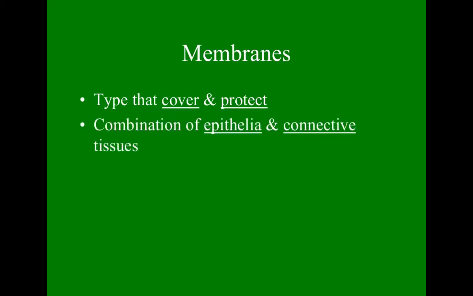Membranes are actually a very important part of our body. The type of membranes that we're going to be talking about are the type in our bodies that cover and protect us. The reason why we're talking about them now is because they are made of a combination of both epithelia and connective tissue. And we have 4 types of membranes in humans.